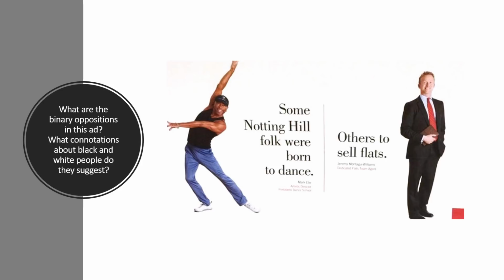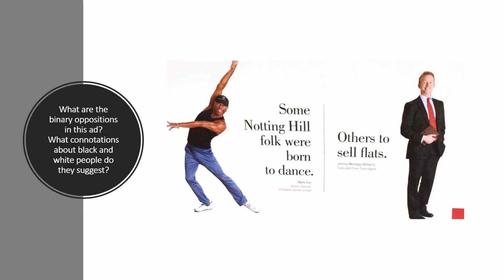Let's do the same thing with this ad. And for some reason, I'm picking on British ads in this podcast. This is another British ad for a real estate company. And again, it was a very controversial ad. It was an ad that the company ended up pulling because of public complaints around the way it stereotyped black and white people.